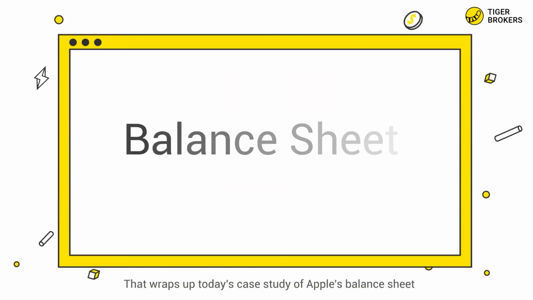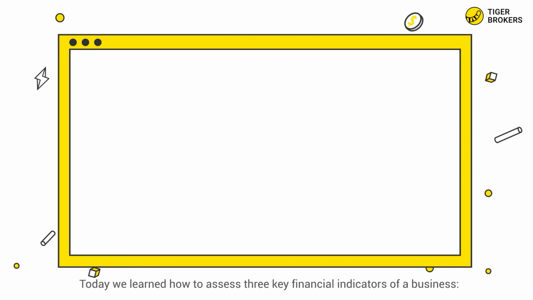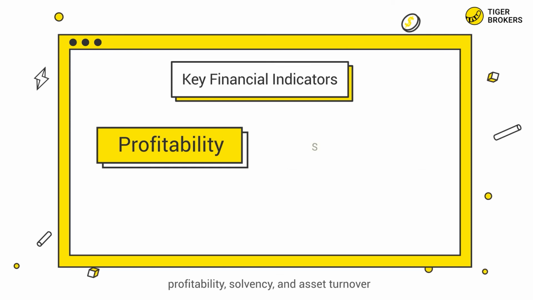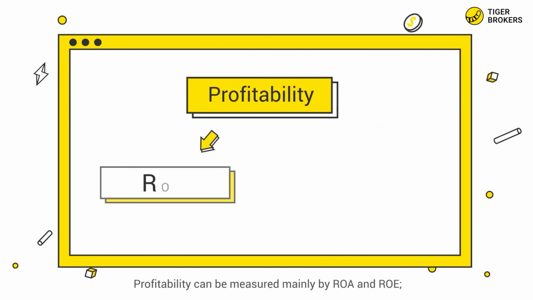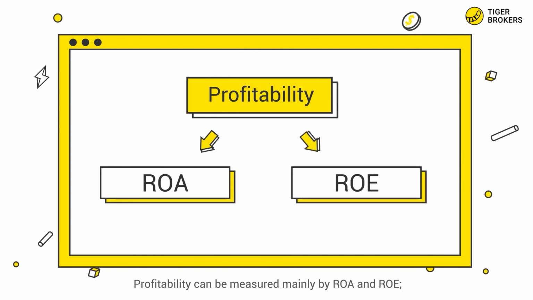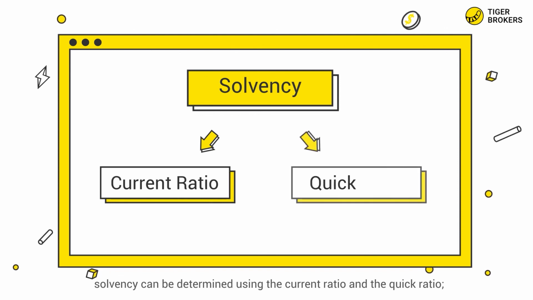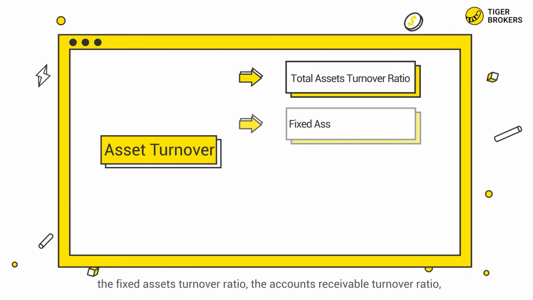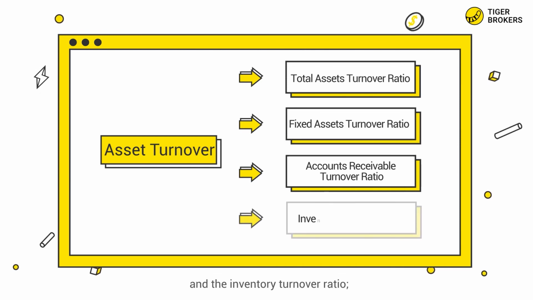That wraps up today's case study for Apple's balance sheet. Let's now summarize. Today, we learned how to assess 3 key financial indicators of a business: profitability, solvency, and asset turnover. Profitability can be measured mainly by ROA and ROE. Solvency can be determined using the current ratio and the quick ratio. The asset turnover ratio can be broken down into the total assets turnover ratio, the fixed assets turnover ratio, the accounts receivable turnover ratio, and the inventory turnover ratio.